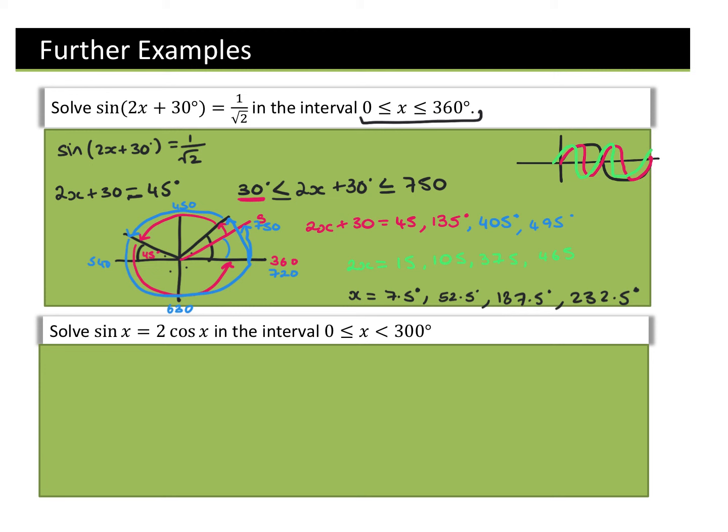Okay, next up. Solve sine x equals 2 cos x. So I've got a sine and a cos. What am I thinking? Yeah, divide by cos. So sine x equals 2 cos x, sine x over cos x equals 2. Sine over cos, tan x equals 2.